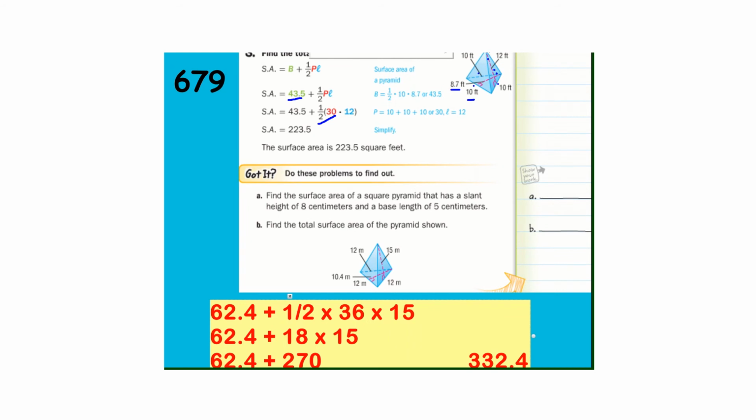For letter B, I showed the work down at the bottom. The area of your triangle is 62.4 because you have 12 times 10.4, half of that because it's a triangle. Now you have to find your perimeter. 12, 12, 12 is 36. So we need half of 36 times the lateral height, the slant height of 15. So we have 18 times 15 is 270. So the area of the three triangles is 270 plus the area of the base is 62.4. So our answer is 332.4 square meters.